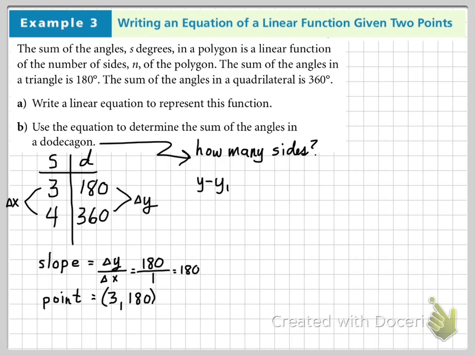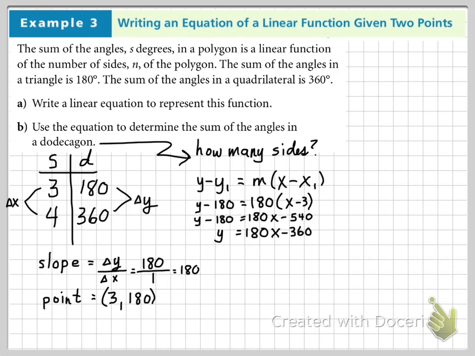That's all I need. Now I can put them together in my equation, and that would be y minus y1, or y minus 180, equals the slope, which is 180, times x minus 3. Now, expanding and simplifying it, if we chose to go further, we can leave it like that. I would get 180x minus 540 is equal to y minus 180. Now I can add 180 to both sides, and I'll be left with y is equal to 180x minus 360.